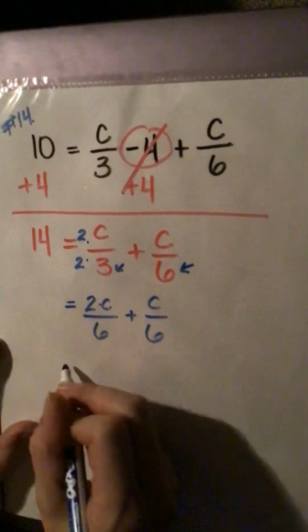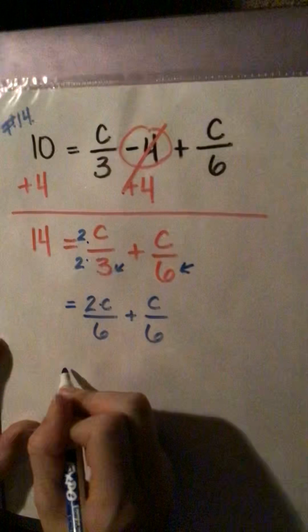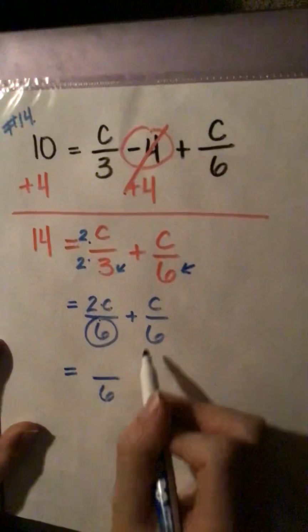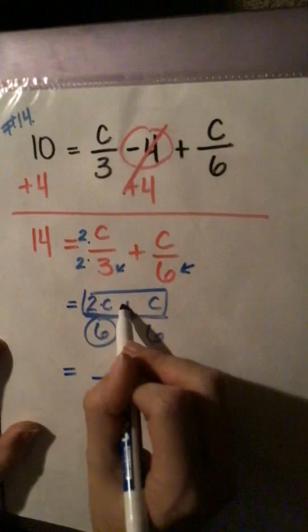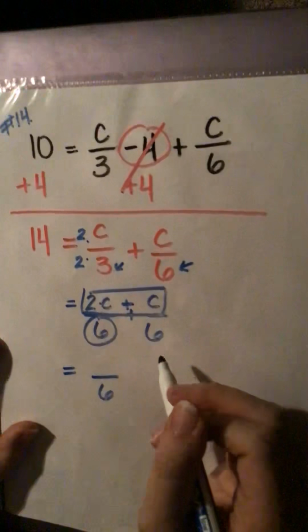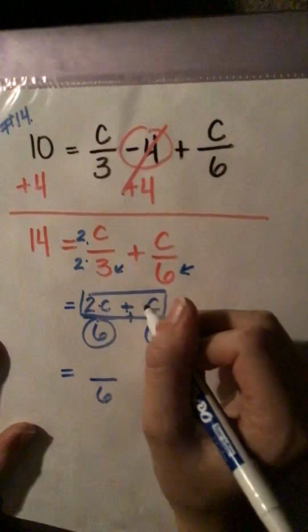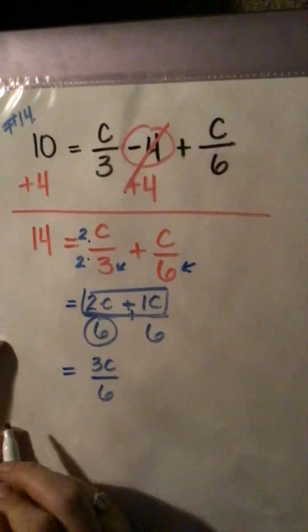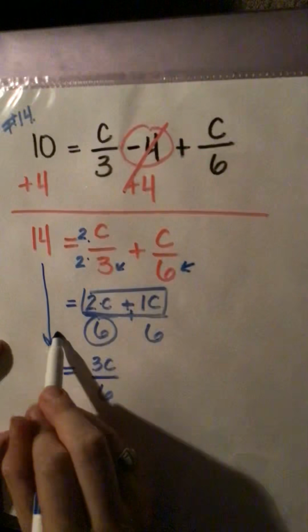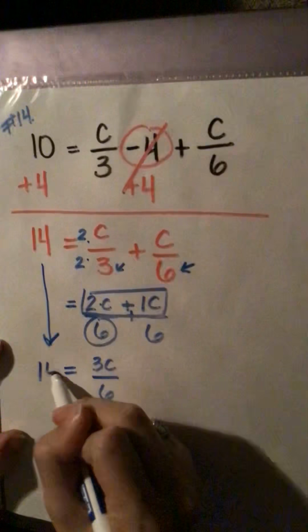Rules for adding fractions: first is that common denominator. Second, when you add fractions, you keep the denominator the same, so it's still going to be 6. Then you just add or subtract, whatever operation it is, the numerators. So in this one we had 2c plus 1c, which would be 3c, and the denominator is 6. So on the left side, we still had that 14, so I'm going to carry that down in the problem.